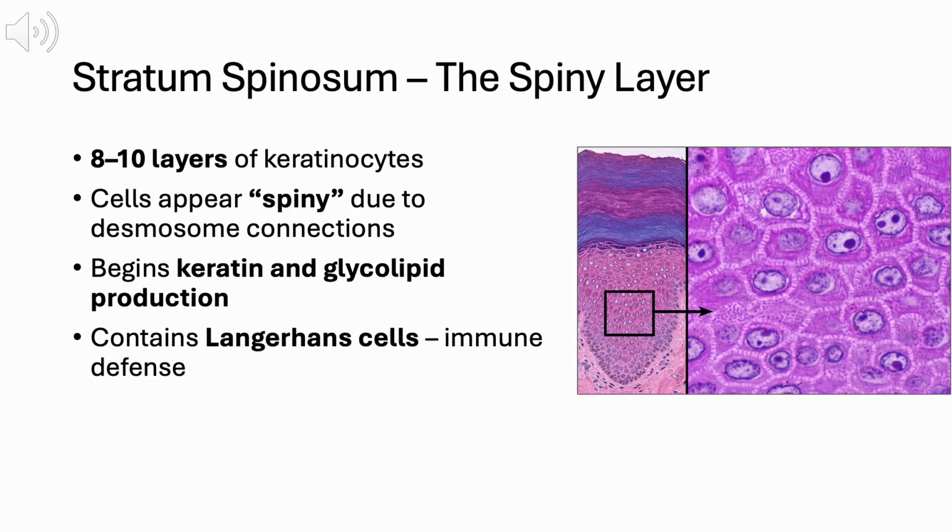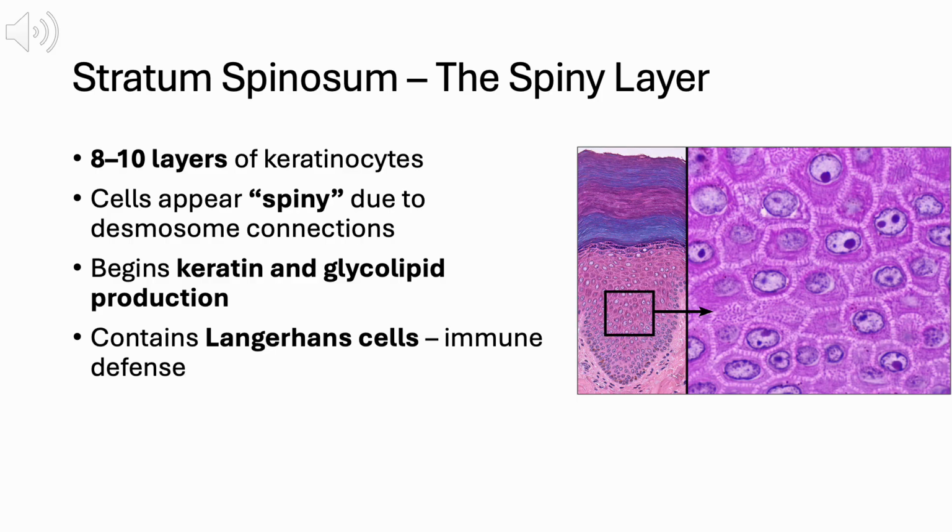The stratum spinosum lies just above the stratum basale and is composed of 8 to 10 layers of keratinocytes. These cells are produced by mitosis in the basal layer and pushed upward into this region. What gives this layer its name is the spiny appearance of the cells when viewed under a microscope. This appearance is caused by structures called desmosomes, anchoring junctions that interlock cells together and strengthen the tissue. The spines are actually an artifact of the staining process, but they do reflect how tightly connected these cells are.